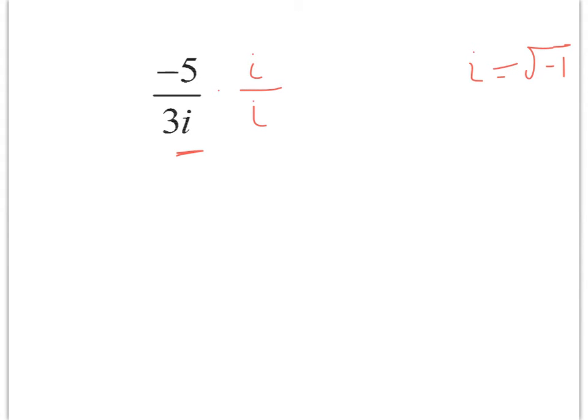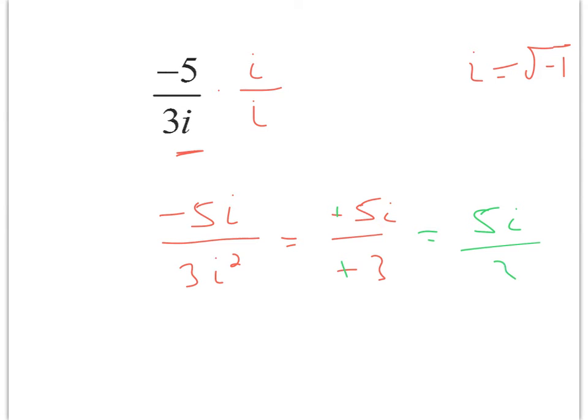Up top now, I get negative 5 times i, which is negative 5i. And on the bottom, I get 3 times i, which is 3i squared. Of course, 3i squared is 3 times negative 1. So I have negative 5i times negative 3. My negatives are going to cancel and become a plus, and my final answer is 5i divided by 3, or 5i over 3.